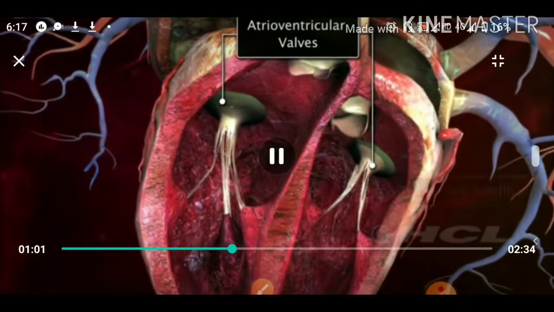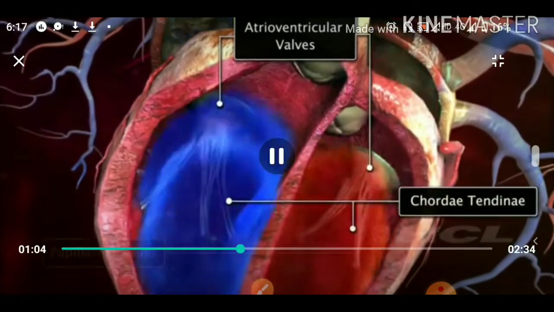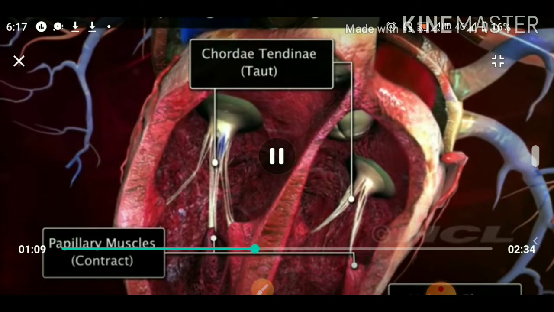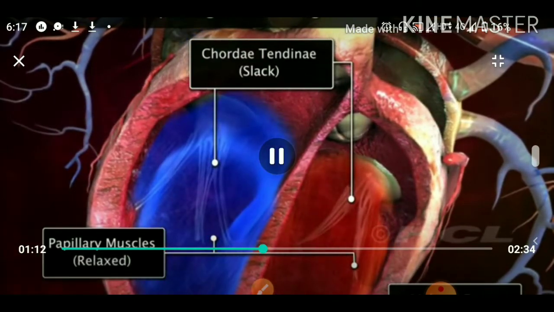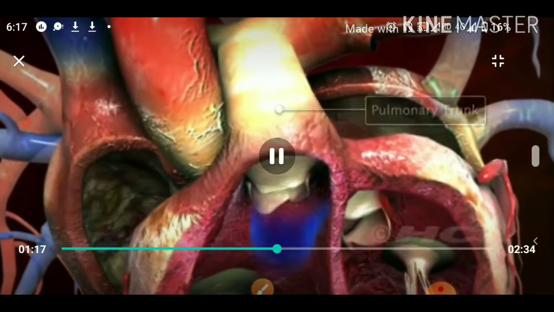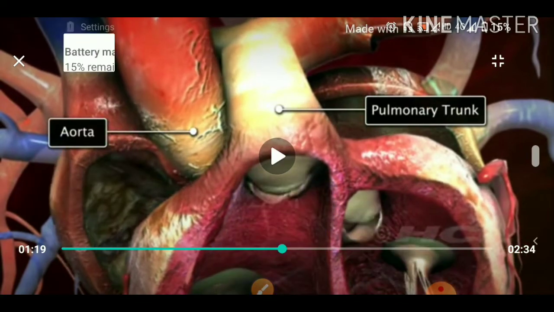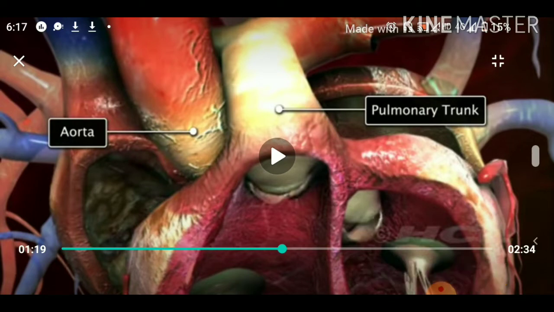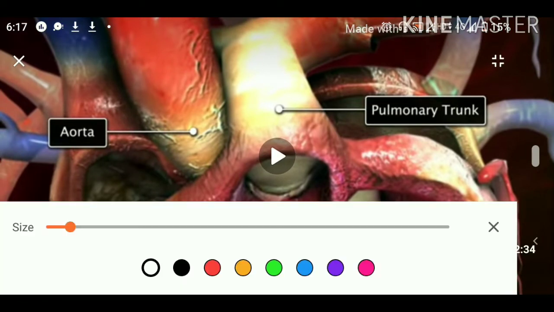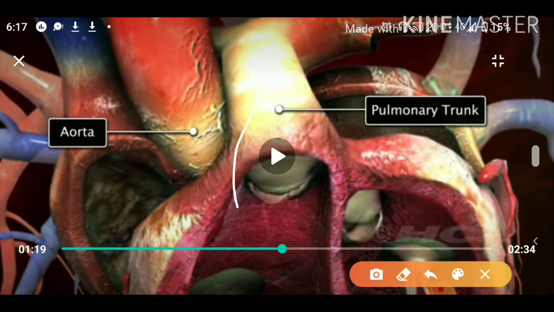Atrioventricular valves means valve between auricle and ventricle, that is tricuspid and bicuspid valve. Chordae tendineae connected with tricuspid and bicuspid valve. This is the pulmonary trunk. Pulmonary trunk carries blood from right ventricle to lungs. And this is the pulmonary semilunar valve.